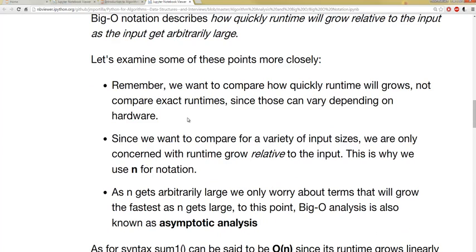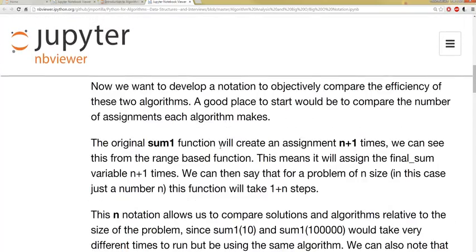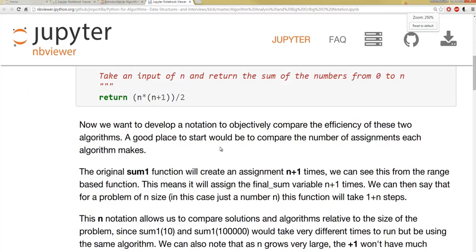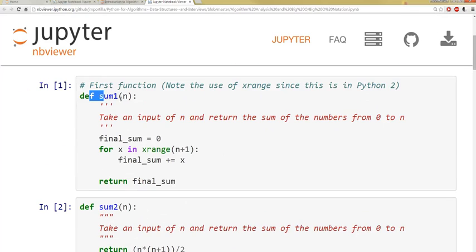So first point, this first bullet, we want to compare how quickly runtime will grow, not compare exact runtimes, since those can vary depending on the hardware. So as we mentioned before, we want to compare objectively these two algorithms, not based on runtime.